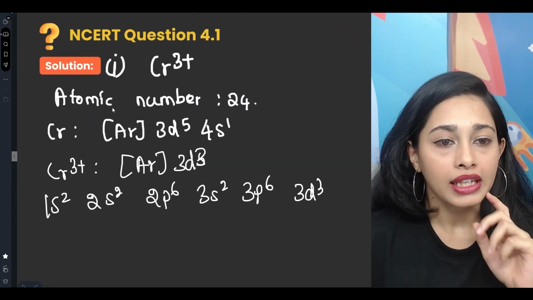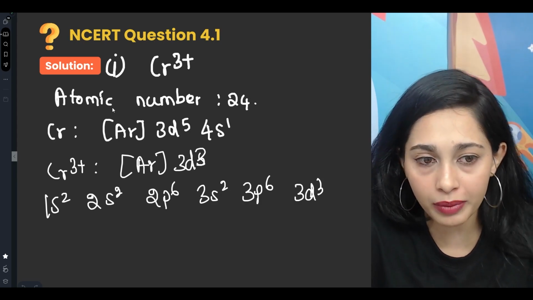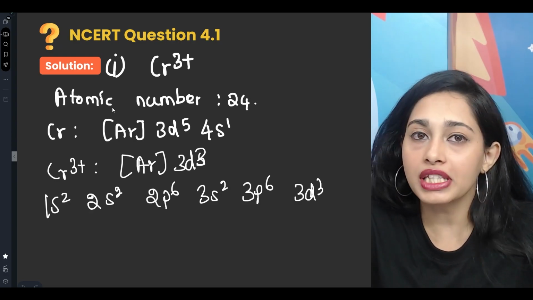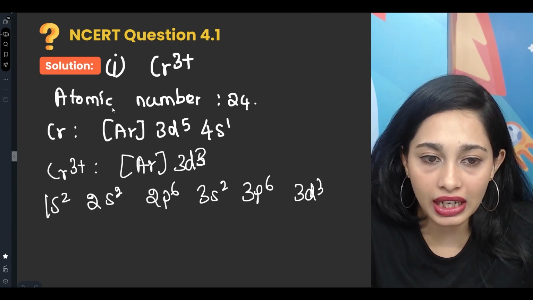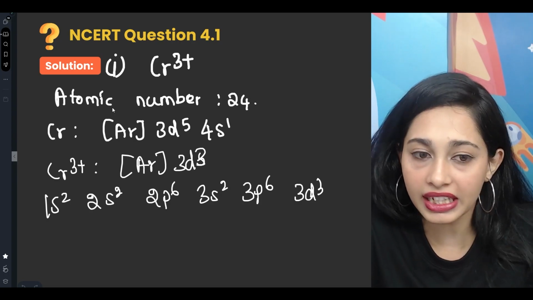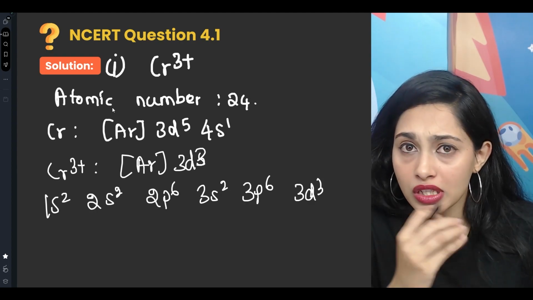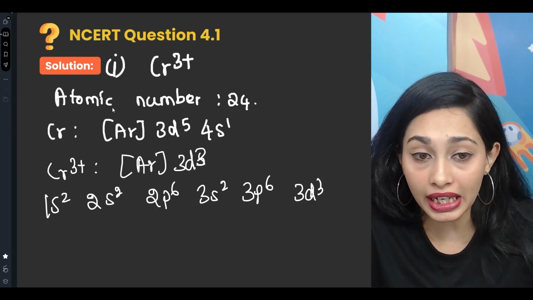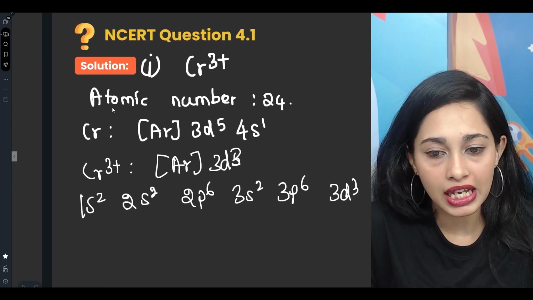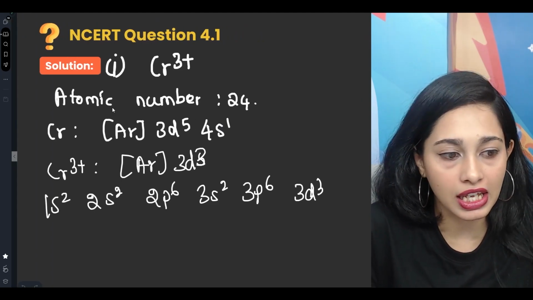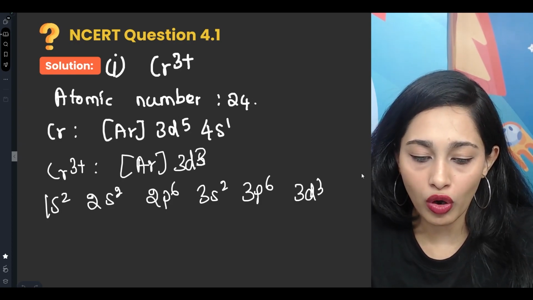So for chromium, the atomic number is 24 and the electronic configuration of chromium is argon 3d5 4s1. So what is the electronic configuration of argon? It is 1s2 2s2 2p6 3s2 3p6, then 3d5 and 4s1. So if we remove three electrons from the chromium atom, it's going to be argon 3d3. So 1s2 2s2 2p6 3s2 3p6 3d3. This is the electronic configuration of chromium 3+. So let's move forward to the second one.